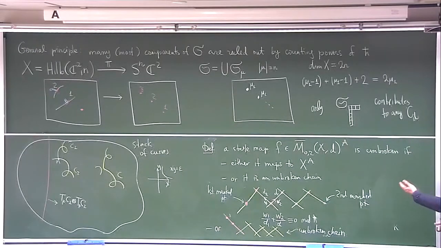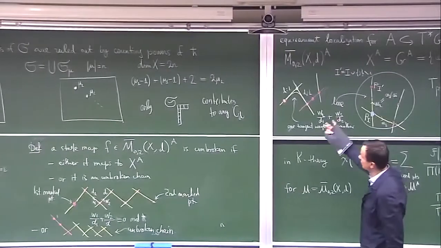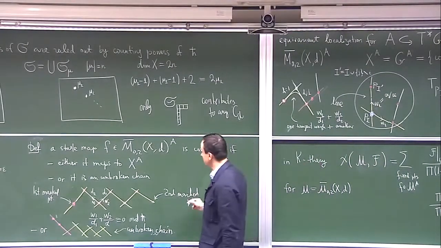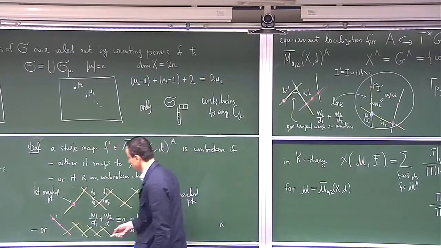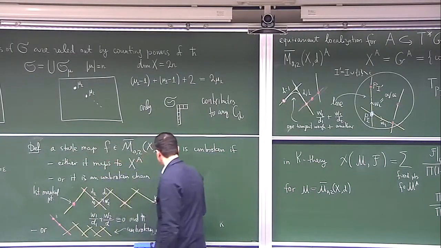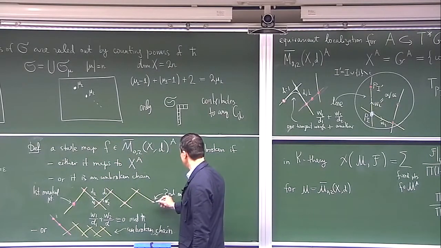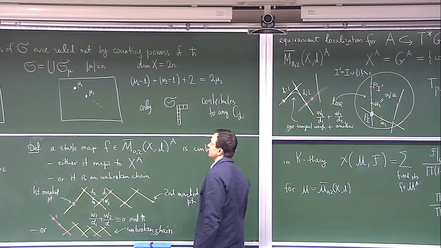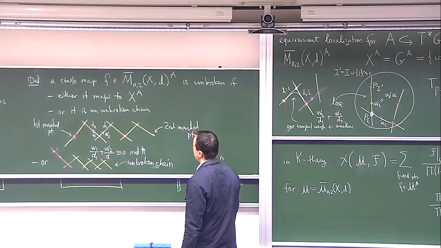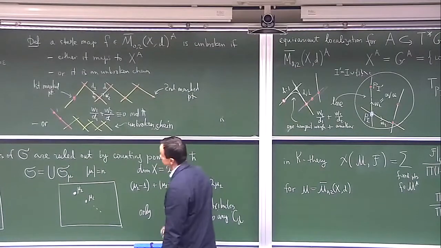And so this power counting for h bar says that everything which is not an unbroken map contributes a power at least h bar squared. And why is this? I mean, it's easy to see, but let's just analyze it here. Suppose you had more than one. Let's, for the sake of the argument, assume that maybe you have a tail. Here's your marked point.